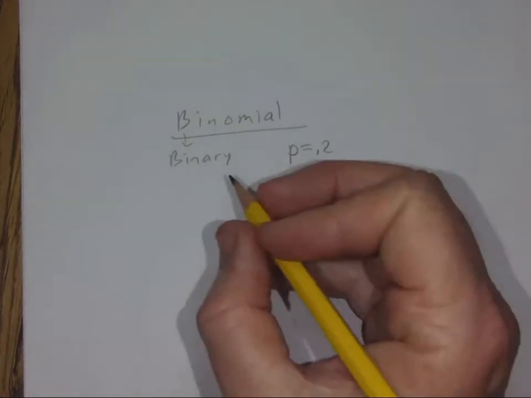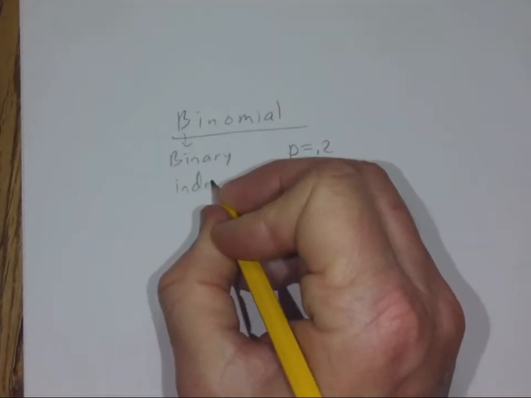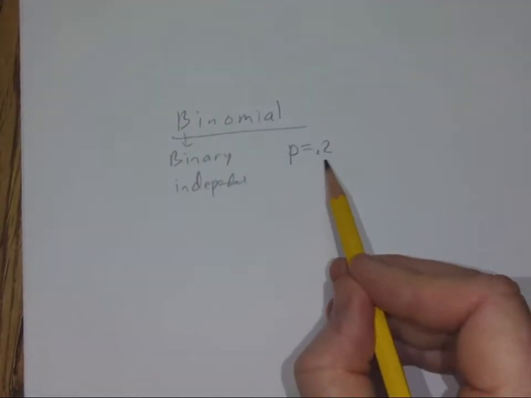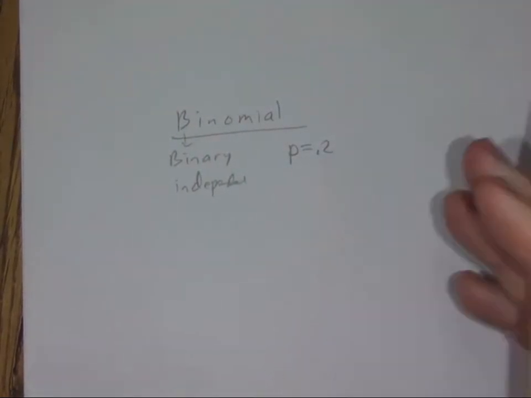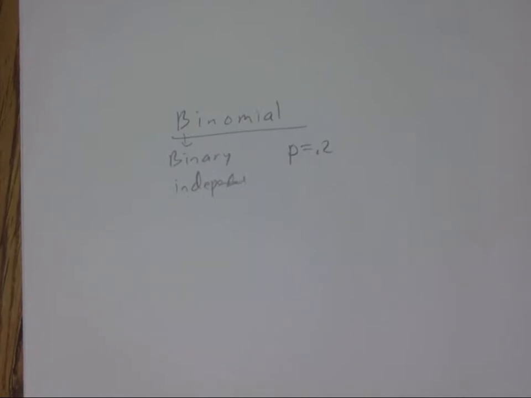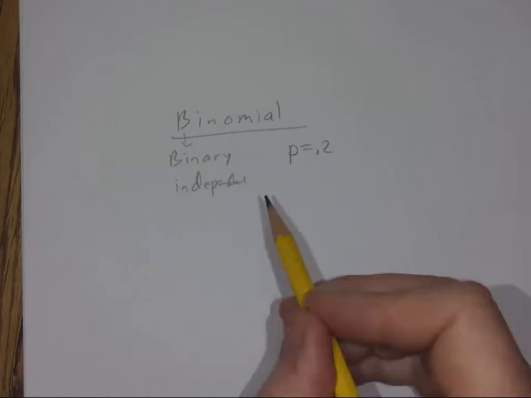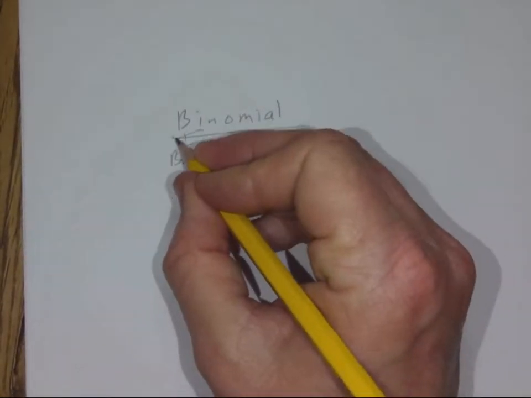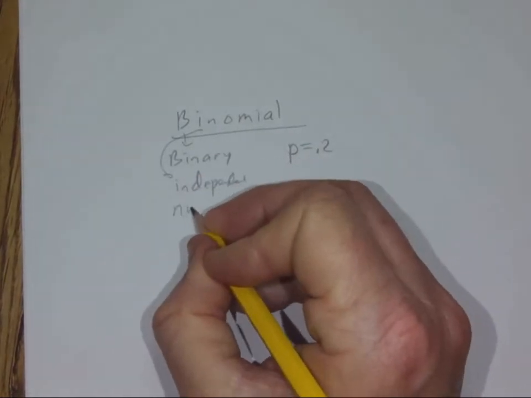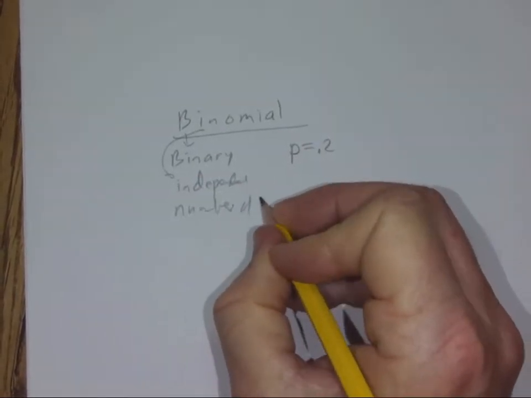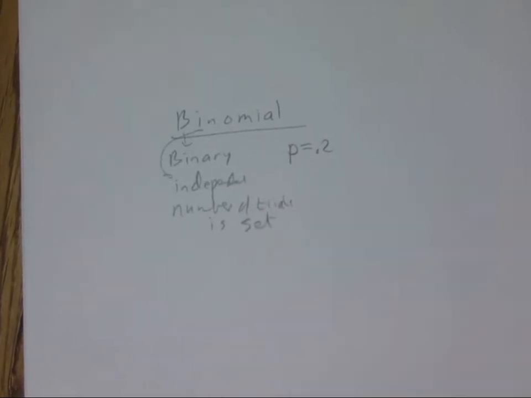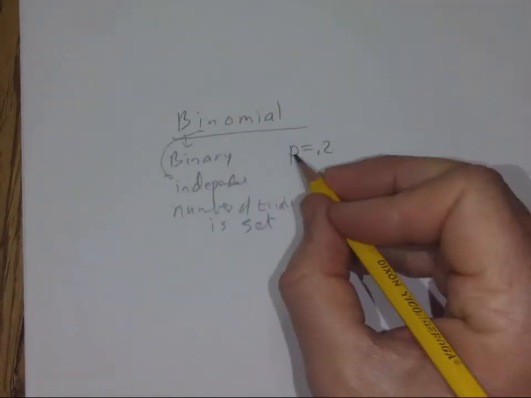And then we have to have independence. So independence effectively means that this is the same for every trial. It's always 20%. If we're using sampling without replacement, we would have to have our population size be at least 10 times our sample size. But effectively, you look for the set P that does not change. And then N is number of trials. Number of trials is set. So there'll be a number of trials for this.